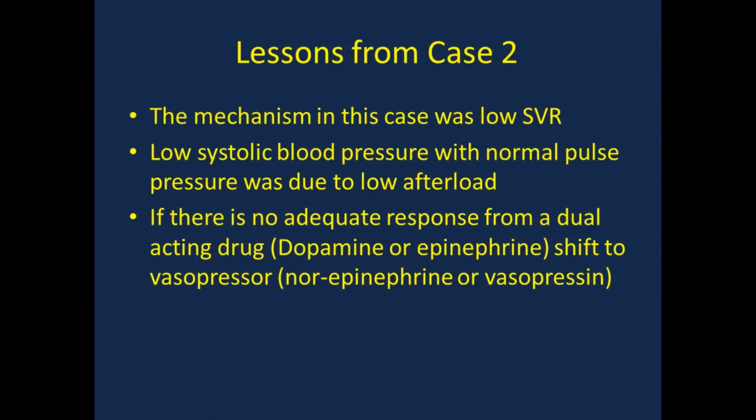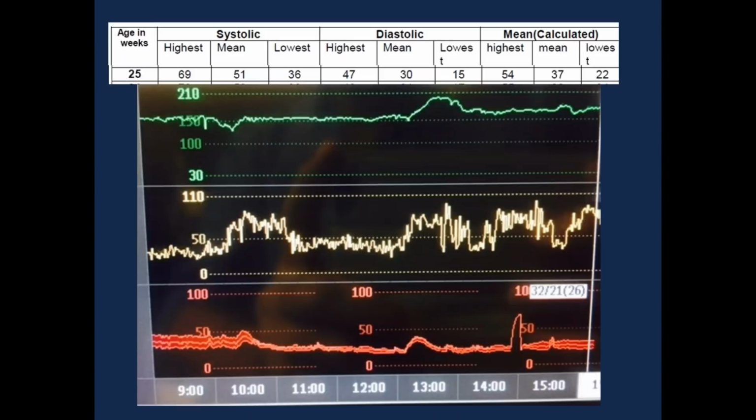But to pick up this case, look at the pulse pressure. Pulse pressure was maintained. But for low systole from poor contractility, the pulse pressure should be narrow. If there is no adequate response from dual acting drug, dopamine or epinephrine, because they are inotropic and vasopressor at the same time, shift to pure vasopressor, which is norepinephrine or vasopressin. Another case scenario, quick case scenario.